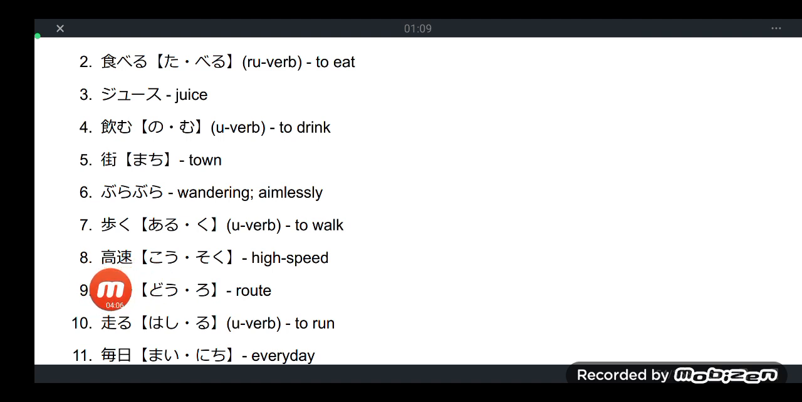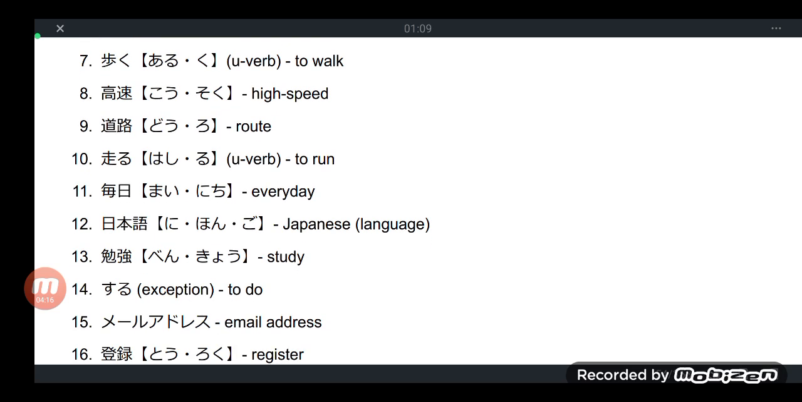Kousoku, meaning high speed. Doro, a route or a road. Hashiru, take note, this is not a ru verb, this is a godan verb or u verb. Hashiru, to run. Mainichi, everyday. Nihongo, Japanese language. Benkyo, study. Suru, an exception verb, meaning to do.